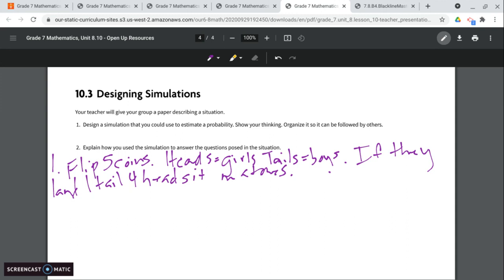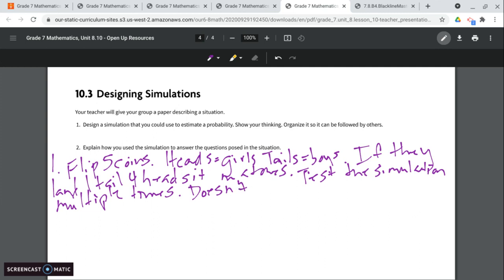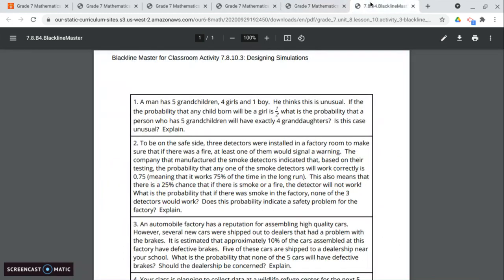It's fairly unusual. So test the simulation multiple times. It doesn't happen often. Fairly unusual.